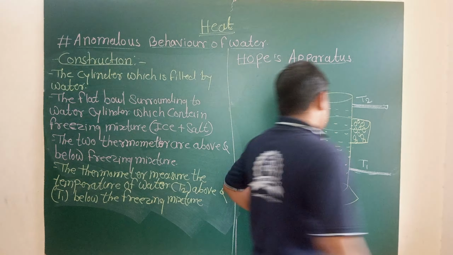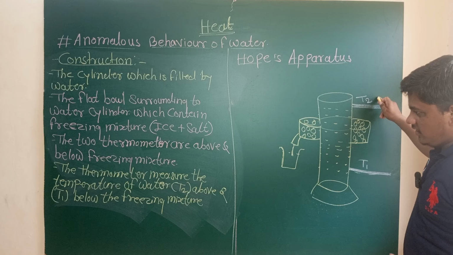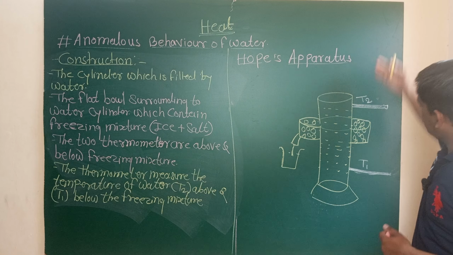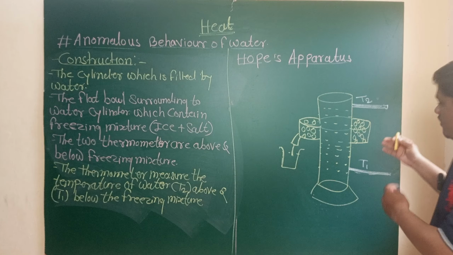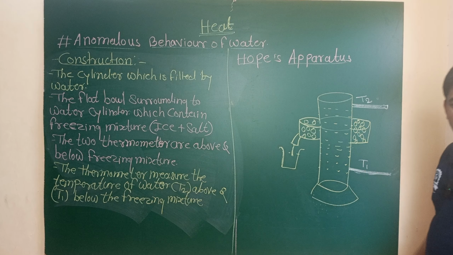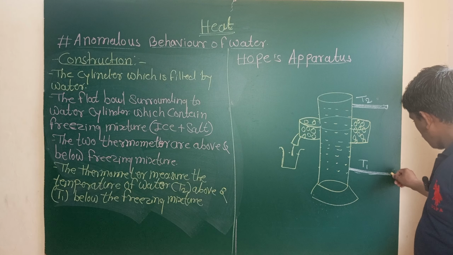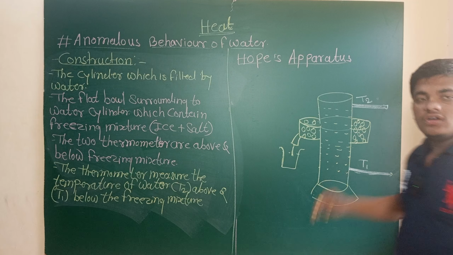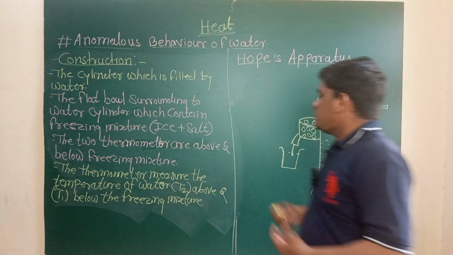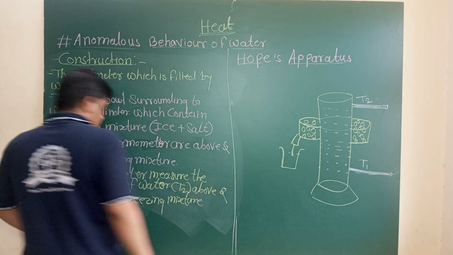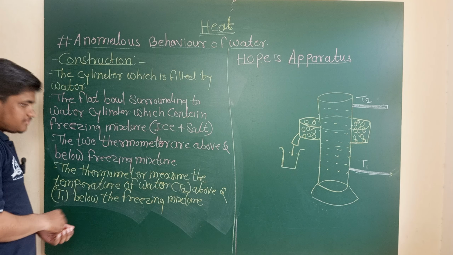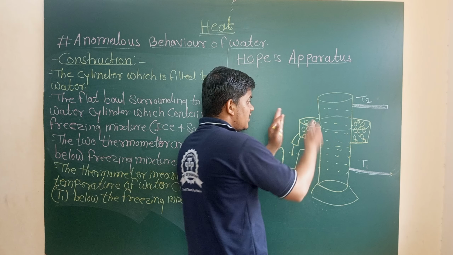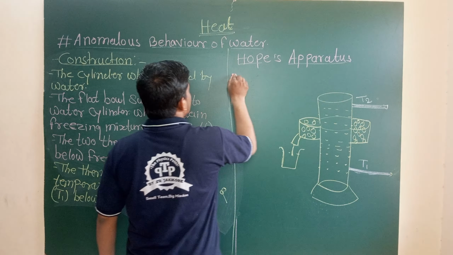These two thermometers: T2 measures the temperature of the water inside the cylinder above the flat bowl, or above the freezing mixture, and T1 measures the temperature below the flat bowl, or freezing mixture. What happens? Consider the initial temperature of the water inside the cylinder.